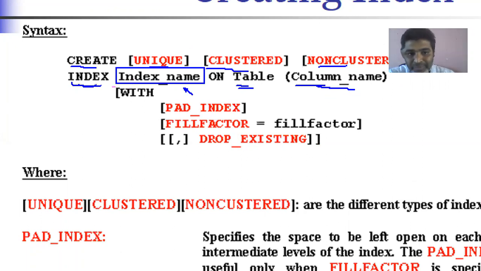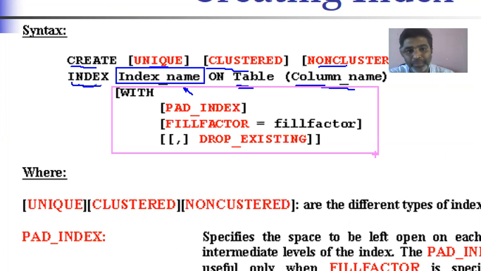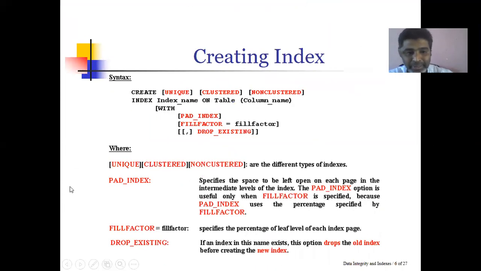Apart from that, we also have some optional parameters. We have something called the pad index, the fill factor, drop existing. These are optional, so we'll talk about this later. Unique, clustered, non-clustered are the different types of indexes that are there.